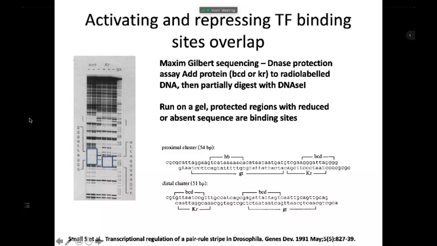And you can see this here. We can see that in our proximal and distal clusters, our hunchback and bicoid transcription factor binding sites overlap our giant and Krüppel, so our repressive transcription factor binding sites, both proximally and distally. So this concept of activating and repressing transcription factor binding sites overlapping allows this tight control of things like the pair-rule gene expression in a specific stripe.